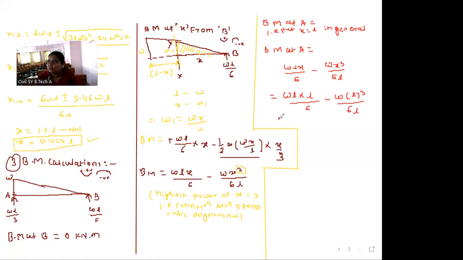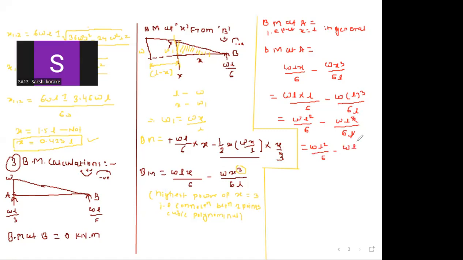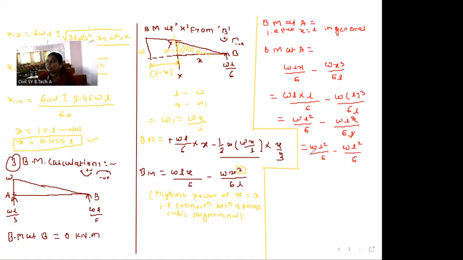Okay, now we will simplify this. W into L, that is WL square by 6 minus W into L cube, so WL cube divided by 6L. So 1 L and 1 L get cancelled. What is remaining? WL square divided by 6 minus W, 1 L gets cancelled, yes, L square, so WL square divided by 6. So WL square minus WL square is equal to 0. So bending moment at A point is equal to 0 kilonewton meter. Okay. Anybody having doubt?